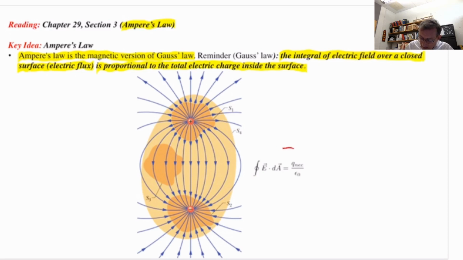Here it is written down in much more concise mathematical notation. We're doing the integral over a closed surface of electric flux. So E arrow dot dA arrow. That's the left side. That's called electric flux through a closed mathematical surface. And the answer will be proportional to the total electric charge, Q enclosed, divided by one of our old friends, the constant in electrostatics, epsilon zero.